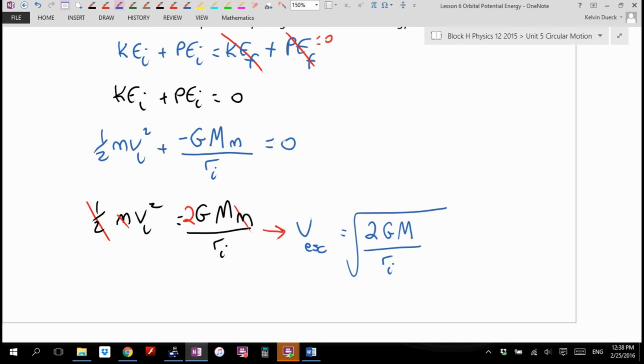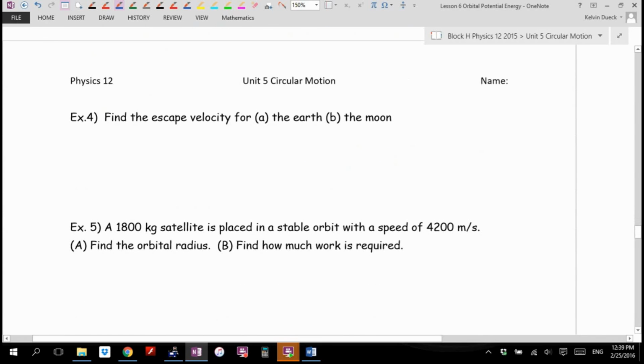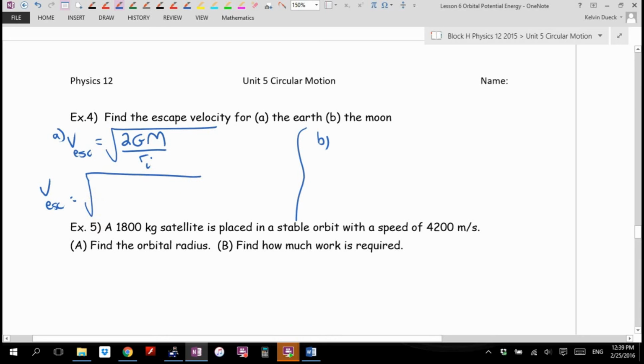Hey, what is the escape velocity of the Earth, I wonder? Oh, and the moon. Okay, let's do the Earth right here. Let's do the moon right here. So escape velocity is the square root of 2 big G, big M over R. 2 big G is 6.67 times 10 to the negative 11. Mass of the Earth is 5.98 times 10 to the 24th. I didn't leave myself much room here, Mr. Dewick.